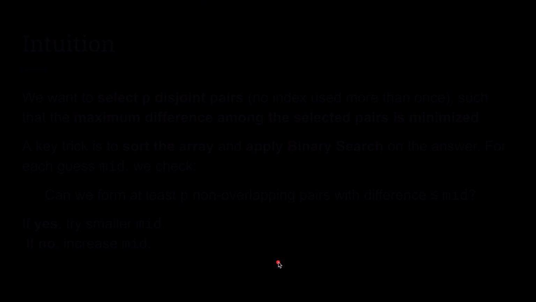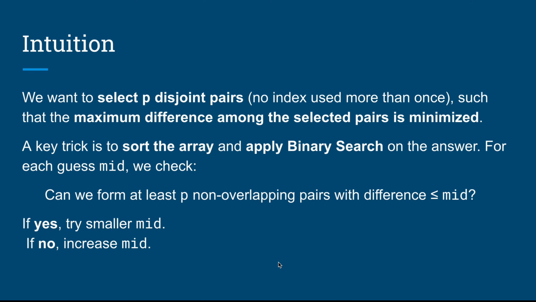So let's understand the intuition again. We want to select p disjoint pairs, where no index is used more than once, such that the maximum difference among the selected pairs is minimized. Our key trick is to sort the array and apply binary search on the answer.